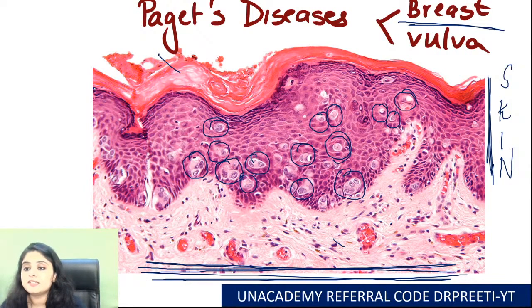And these are the cells that have come up over here. So can anyone tell me what are the special stains? I know I'm taking you to an altogether different chapter, but it is very important to know. So these are all known as Paget's cells.